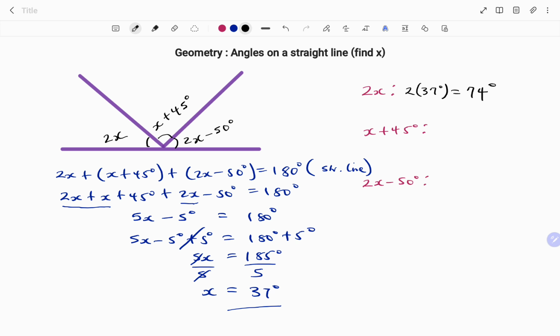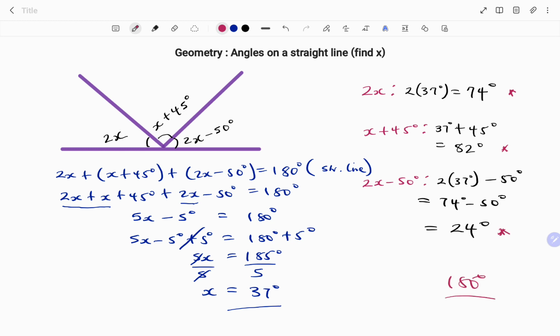For my second angle, I have x plus 45. My x is 37 degrees plus 45. If I add that together, that's going to give me 82 degrees. And the last angle, I have 2x minus 50. I know my x is 37, so 74 degrees minus 50. And my answer to that is 24 degrees. If I add all my answers, 74 degrees plus 82 plus 24, it's going to give me 180 degrees. And that's the sum of angles on a straight line.